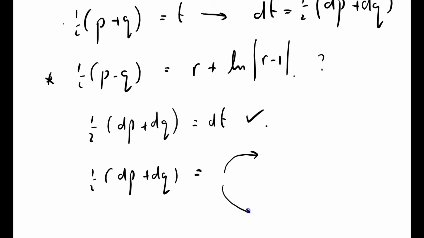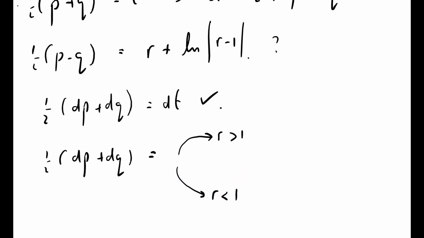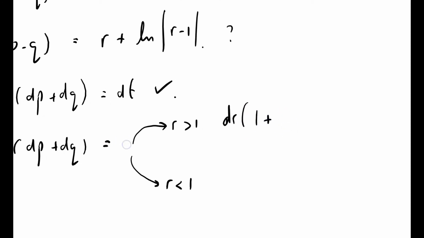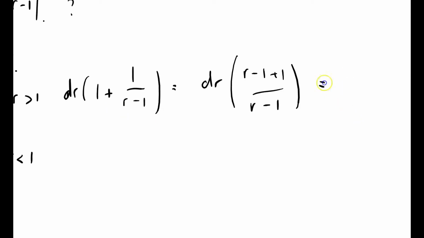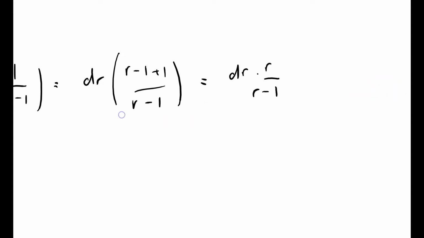They turn out to be the same, but we can consider R greater than 1 and R less than 1, and I'll show you that they end up as the same. So if R is greater than 1, we've got the differential dR times 1 plus the differential of log of R minus 1, which is of course 1 over R minus 1, equals dR all over R minus 1, which is R minus 1 plus 1, which equals dR times R over R minus 1. I guess it's easier to write it like this, 1 minus 1 over R.